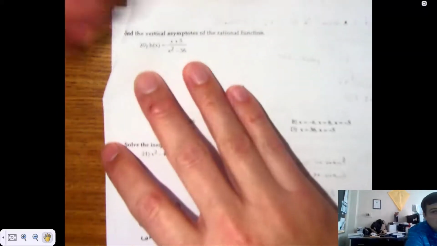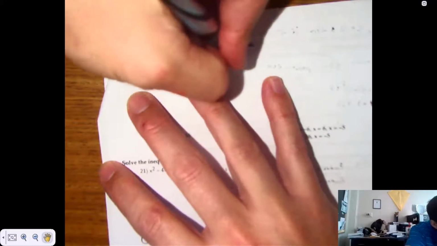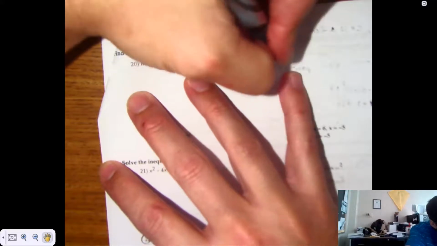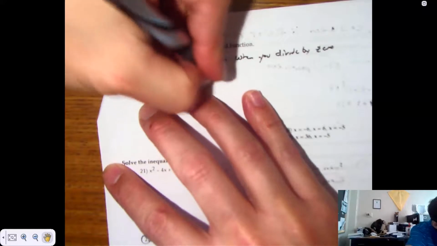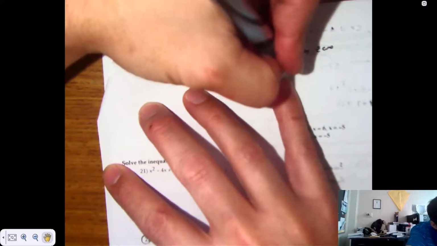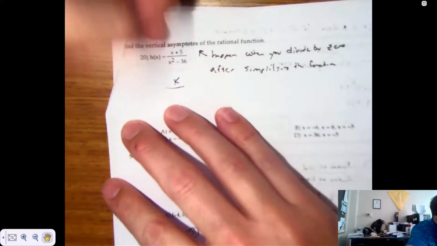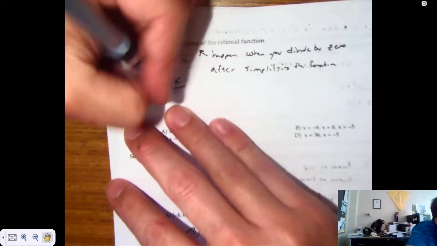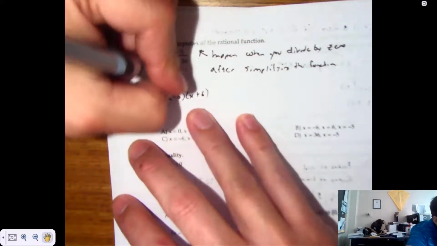All right, moving on to 20. 20 is about vertical asymptotes. Vertical asymptotes, they happen when you divide by 0 after simplifying the function. It basically means factor. So x squared minus 36, so we call that dots pattern. It's x minus 6 times x plus 6. And you can't cancel anything out, so it's reduced, it's simplified.